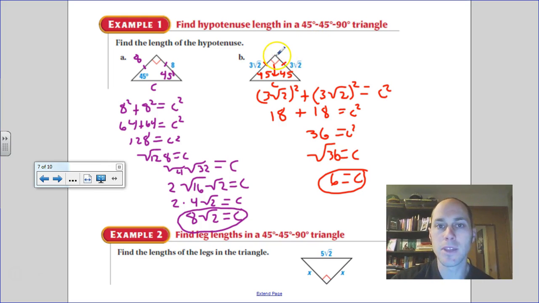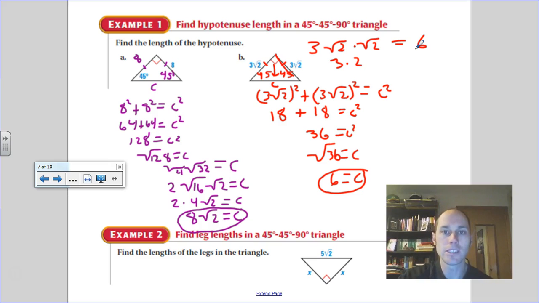And we would get the same thing if we took that leg, 3 square root of 2, multiplied it by the square root of 2. Square root of 2 times square root of 2 is 2. So 3 times 2 gives us 6. If you can start to see those patterns, then we can save ourselves a little bit of time. We wouldn't have to use the Pythagorean theorem.